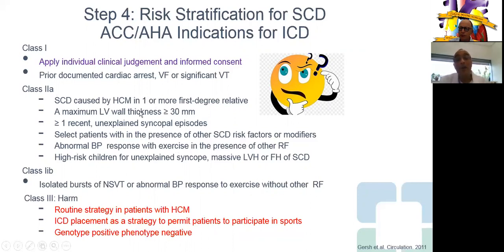The important thing, as I alluded to, is this dichotomous cutoff of 30 millimeters, which is where having a precise measurement of the wall thickness is crucial. If you underestimate the wall thickness on echocardiography, then you are putting somebody in harm's way. Or if you overcall the thickness, then you are unnecessarily putting in an ICD.